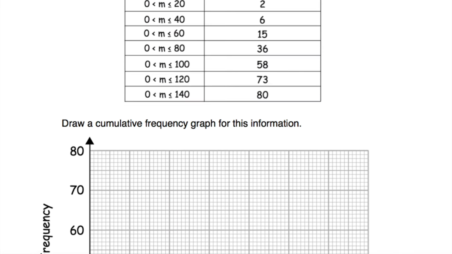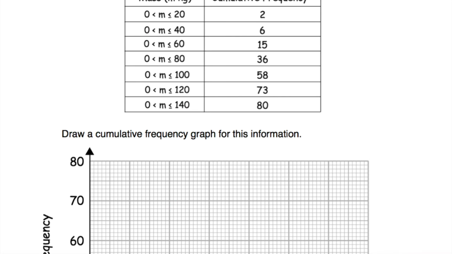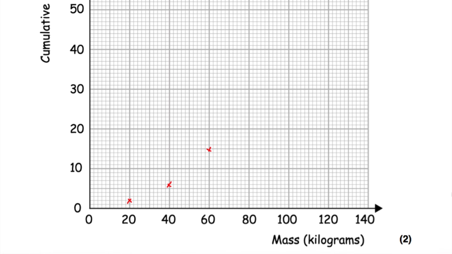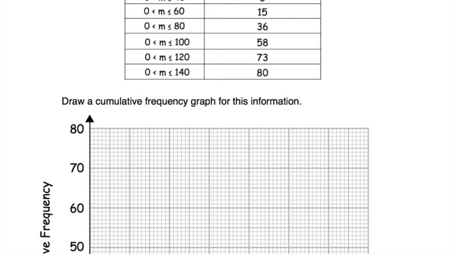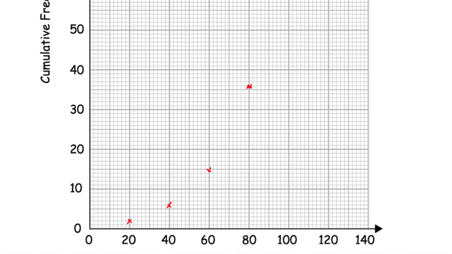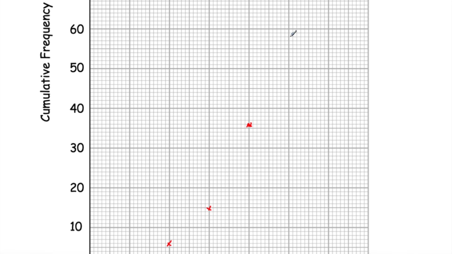Next one, 80 across and 36 up. So 80 across would be here and 36 up would be there. We have 100 across and 58 up. 100 across is here and 58 up would be there. I just want to mention that it's quite important that you get these points in the right place. Looking at this one, I'm thinking it doesn't look that great in terms of position, so I'm going to move it slightly.